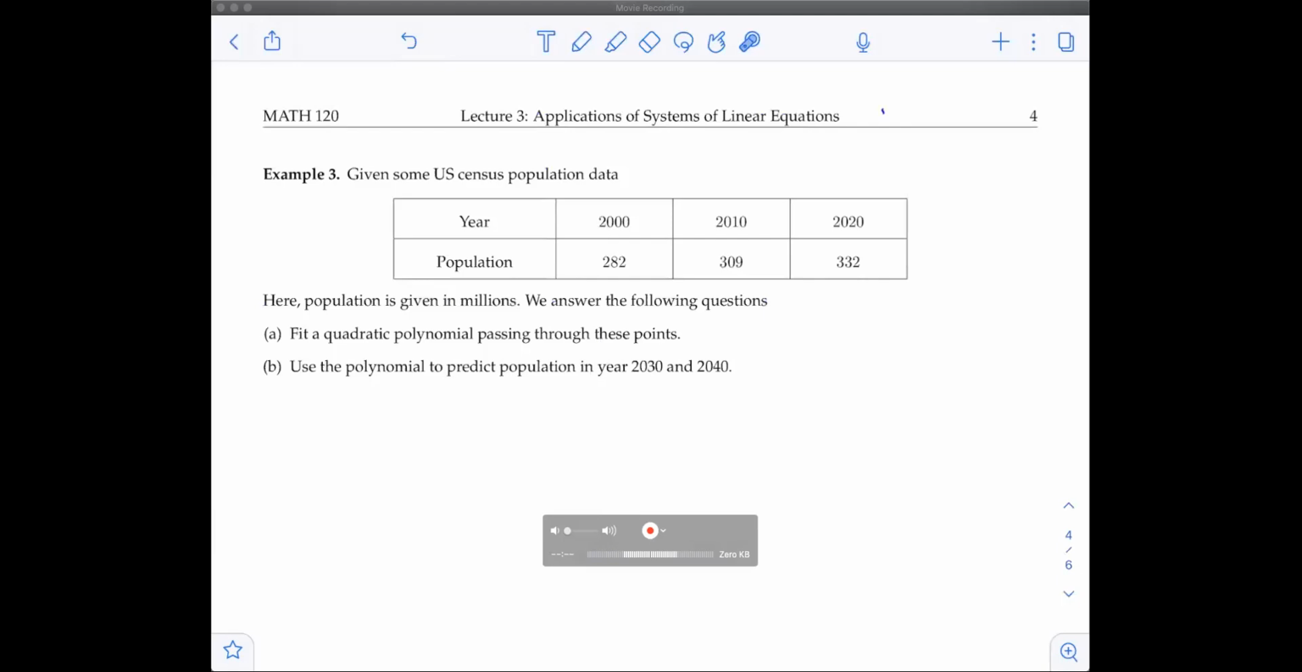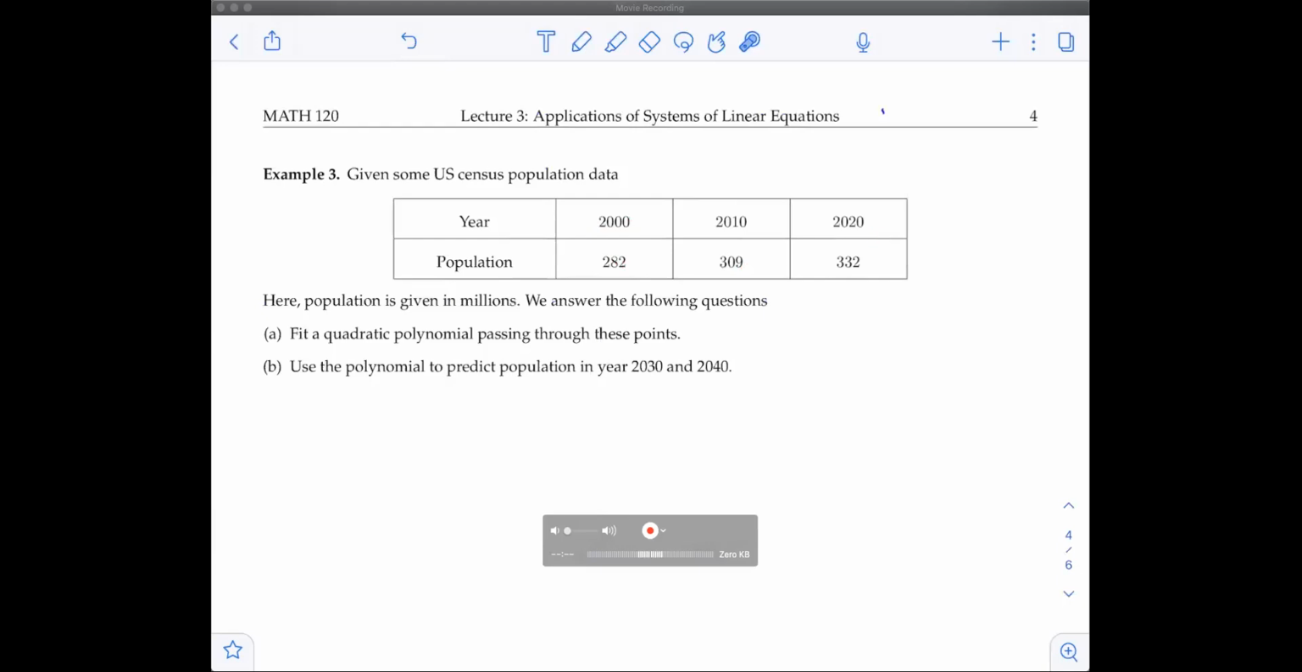In this case, we want to look into the US Census population data. This is the real data that I got from the US Census website, including the years 2000, 2010, and 2020. The population in the US is 282 million people in 2000, 309 million in 2010, and 332 million in 2020.